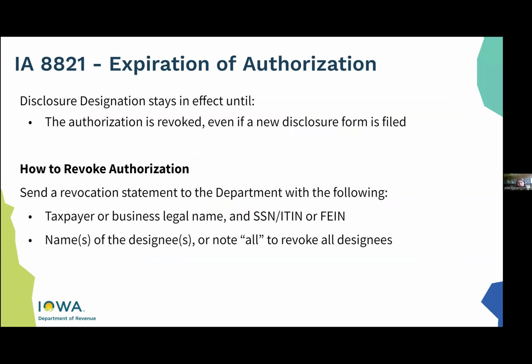So for the expiration, it's very similar to that certification form. The authorization stays in effect until it's revoked, even if a new disclosure form is filed. To revoke that authorization, again, you'd need to send that revocation statement to us, but it does require a little bit of different information. You have to include the taxpayer name, that identification number, but then you also have to include the name of the designees and then a note to remove either one or all of them. All of these instructions are included with the forms, so you will be able to look through those instructions and find these again.